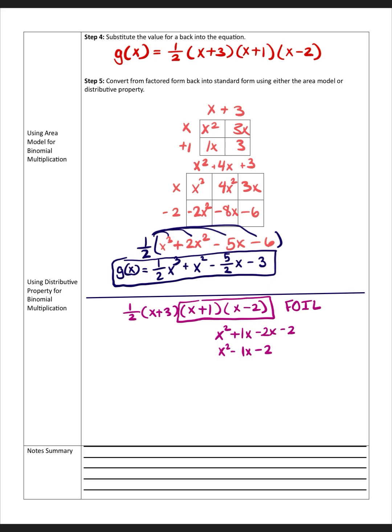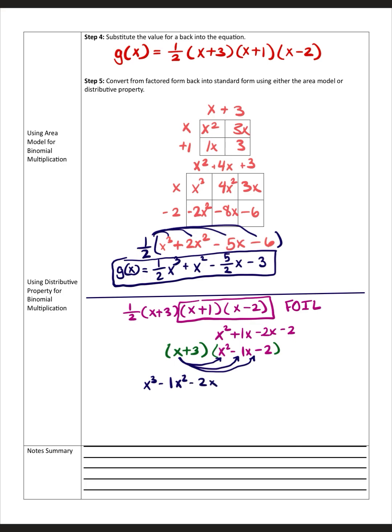All right, so now that I have that, I'm going to put some parentheses around this, and I'm going to bring down my x plus 3. And so what I have to do is take each of these terms from the x plus 3, and they're going to multiply into each of these. So I'm going to take x times x squared. That's going to give me x cubed. I'm going to take x times negative 1x, and that's going to give me negative 1x squared. I'm going to take x times negative 2, and that's going to give me negative 2x.